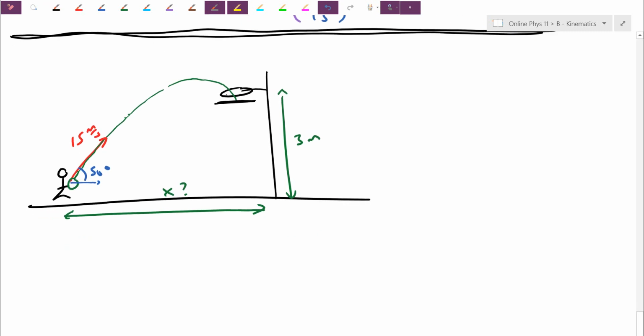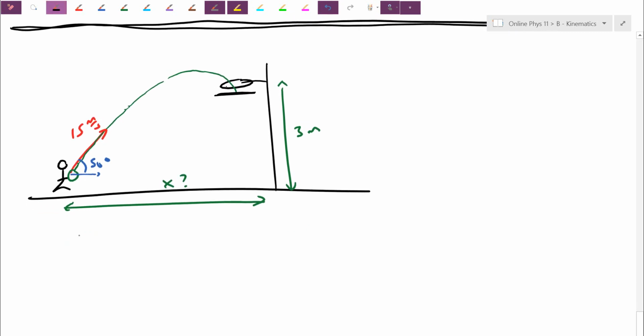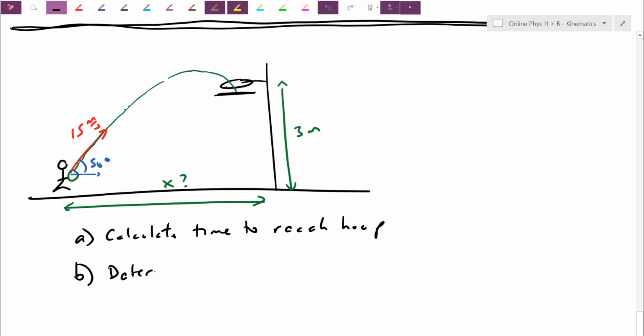So I want you to find for me here. So part A. Can you calculate? That's going to be the hard part. Calculate the time to reach the hoop or to reach the basket. Okay, that's when you need to use a quadratic formula. Part B: determine the range. So how far horizontally am I actually standing from the hoop? If I'm too far away, my parabola here wouldn't have landed in the hoop itself. But seeing as I scored, I want to know how far, the range x.